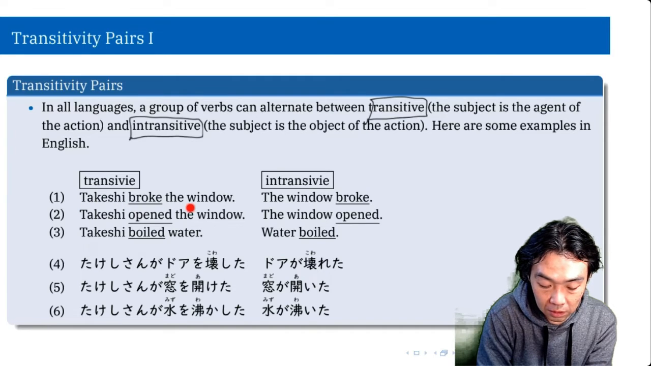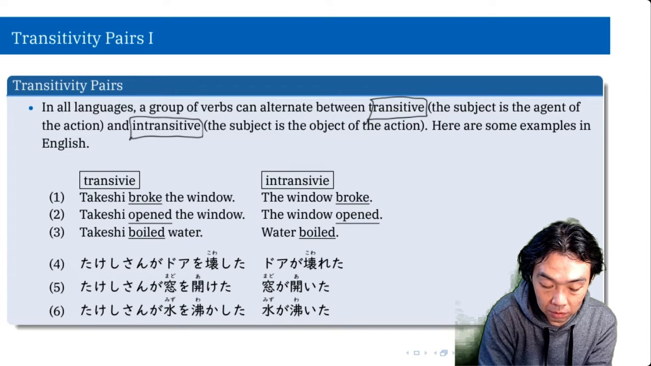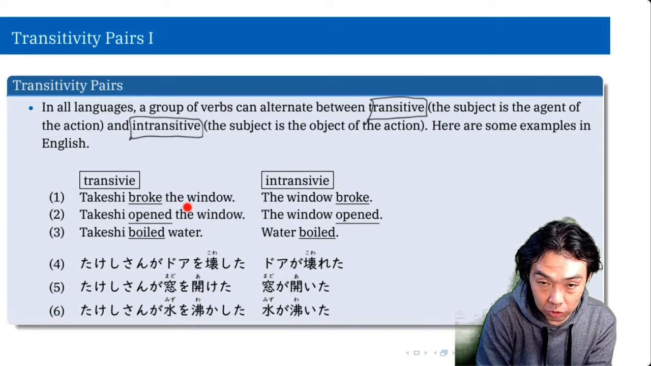And the first sentence is Takeshi broke the window. So you have two nouns. Takeshi is the subject. The window is the object. And Takeshi is who does the breaking, and the window is something that receives the breaking. So this is the agent, and this is the patient or receiver of the action.